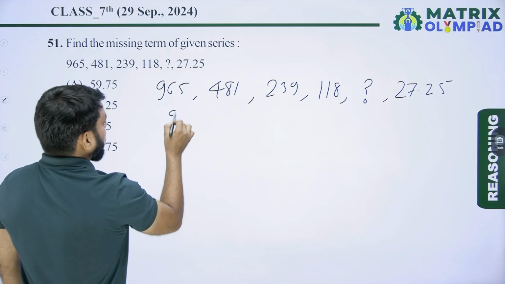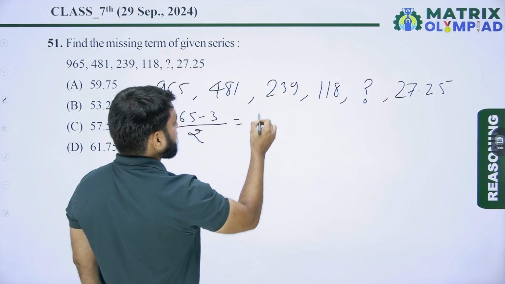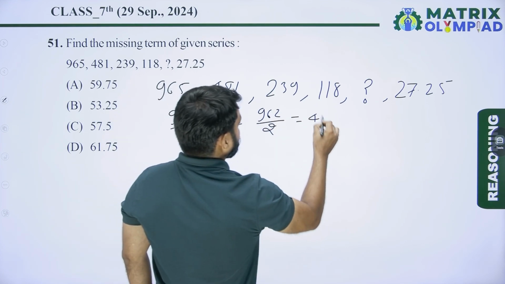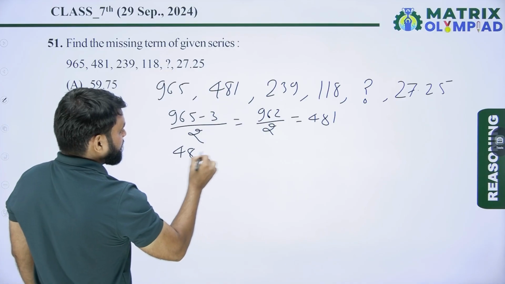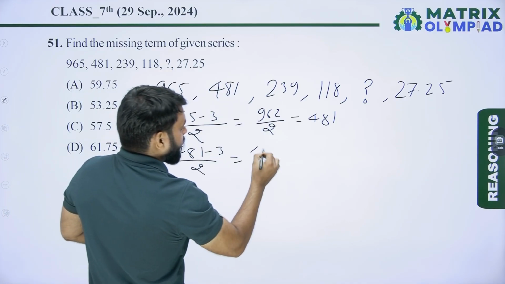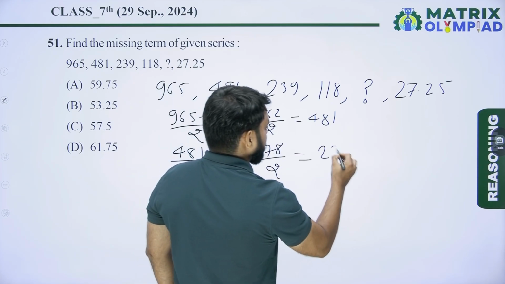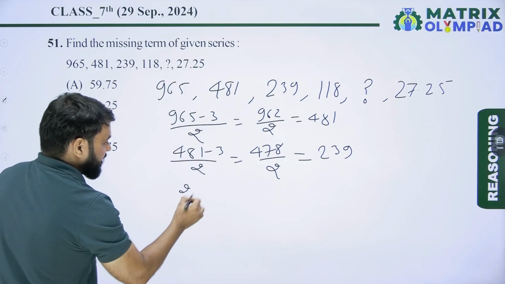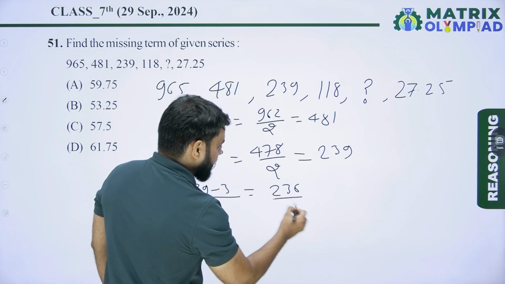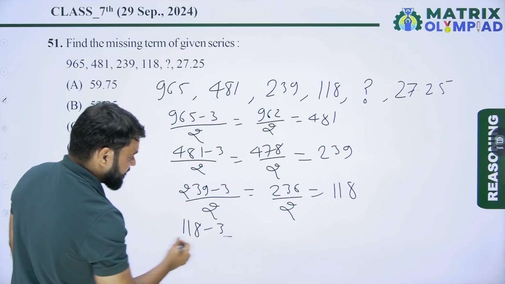So pattern is 965 minus 3 divided by 2. 965 minus 3, it means 962 divided by 2. It means 481. Now similarly, 481 minus 3 divided by 2. 478 divided by 2, it means 239. Now 239 minus 3 divided by 2. 236 divided by 2, it means 118.